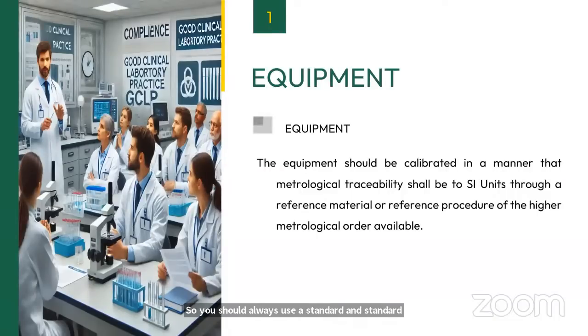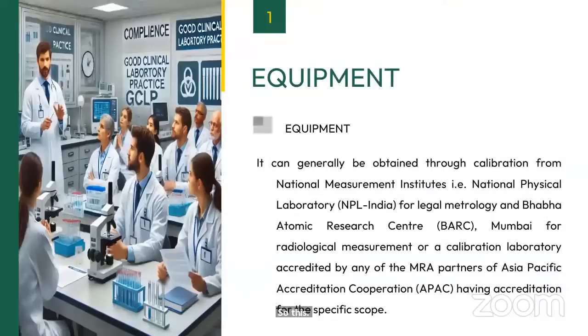So this traceability can be obtained from the National Physical Laboratory (NPL) in India for legal and metrological purposes, Bhabha Atomic Research Center, Mumbai for radiological measurement, or a calibration laboratory accredited by any MRA partner. So you should always get your equipment calibrated from accredited laboratories. If you see, there are various laboratories which carry out the calibration of your pipettes, centrifuges, temperature monitors, and thermometers. So whenever you are calibrating your equipment, however small it is, you should see that it is an accredited laboratory.